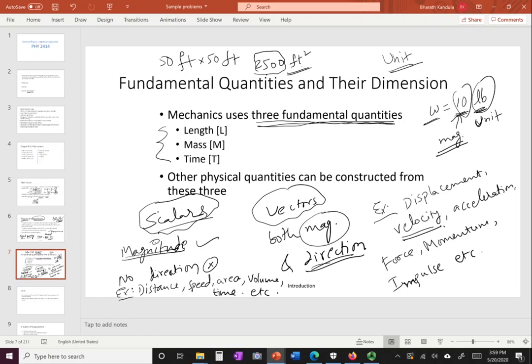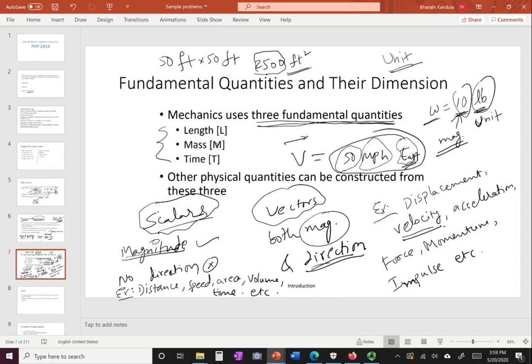Understand? Now for a vector quantity, let's say you are traveling with some velocity, let's say 50 miles per hour in east direction. So this is your velocity here. Now this 50 is the magnitude, miles per hour is the unit of velocity and east here is the direction. So this is how you express the physical quantity. So remember these three fundamental quantities, very important.